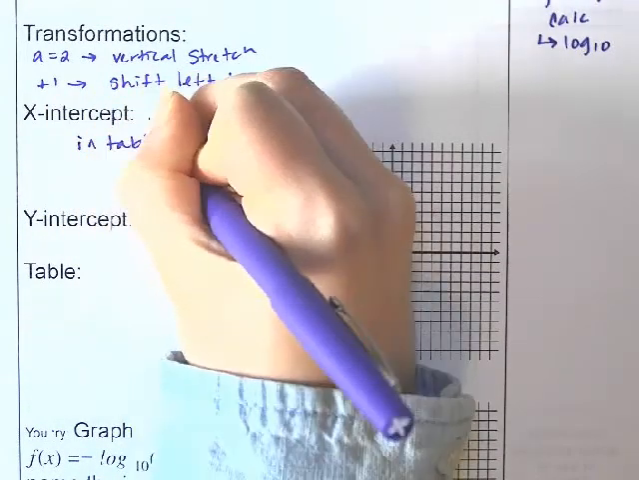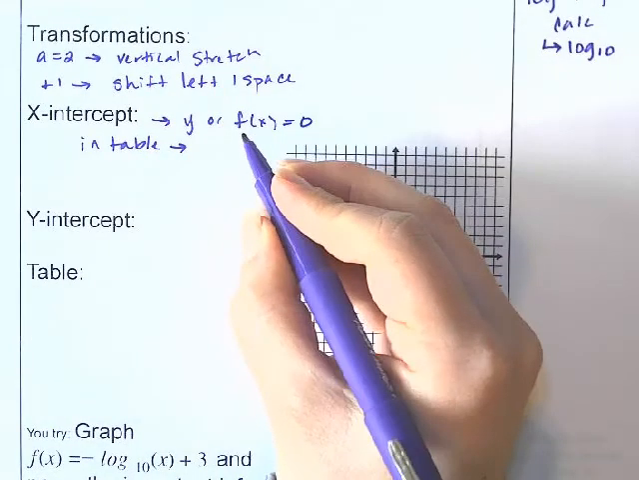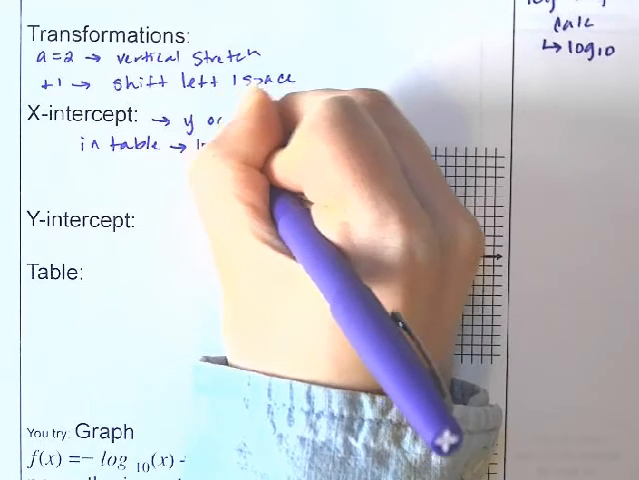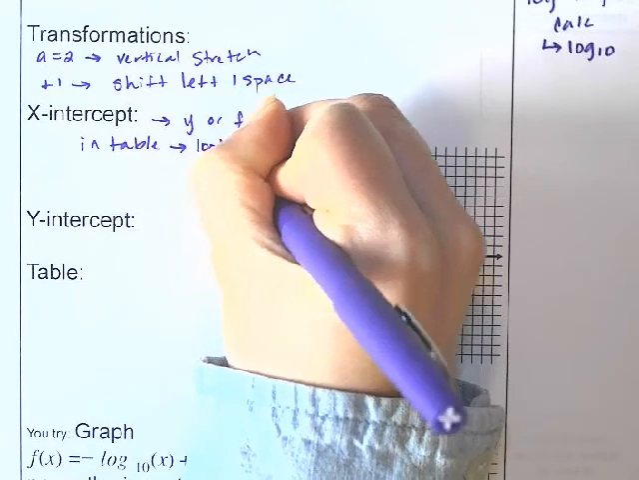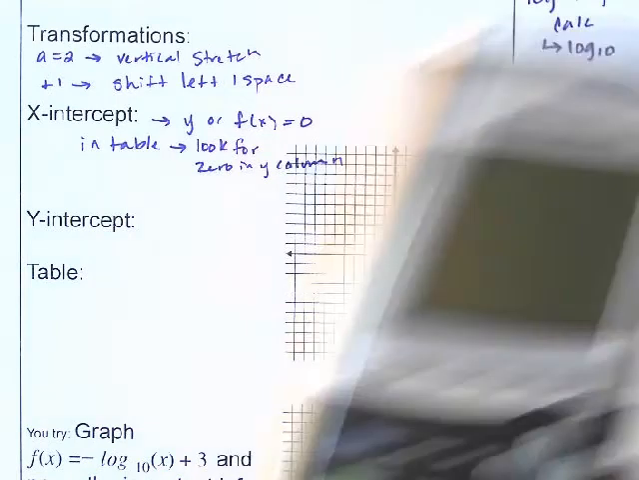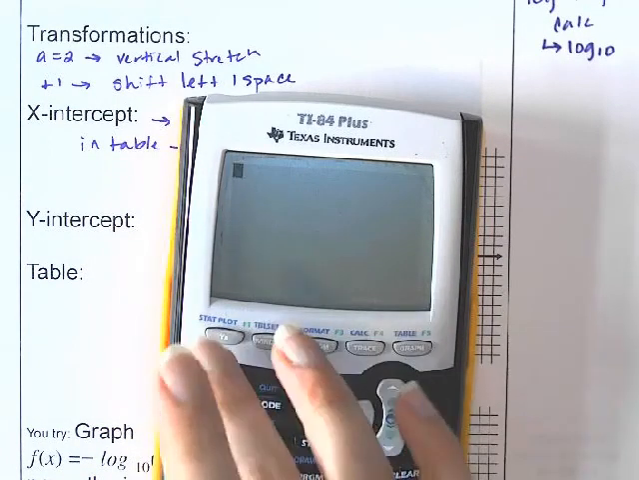So in other words, if I'm looking in a table, I'd be looking for where in that column for y or f of x do I see a 0. So I would say look for 0 in the y column. Okay, so I'm going to do that.